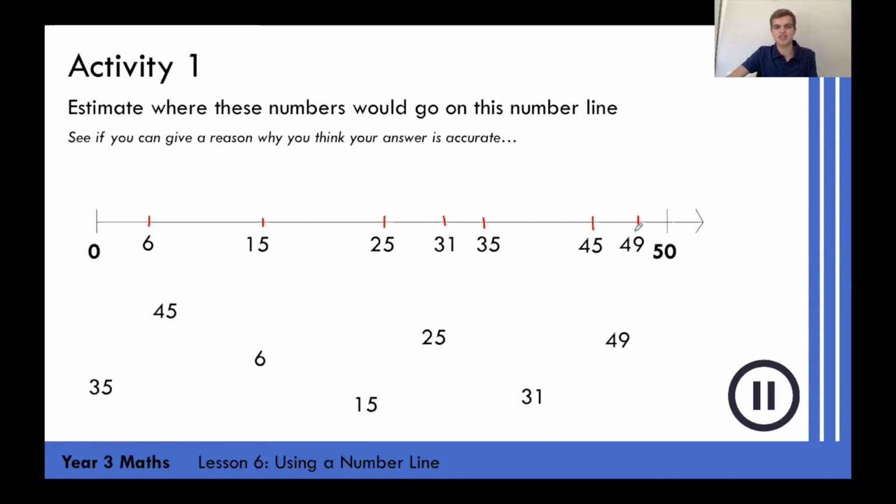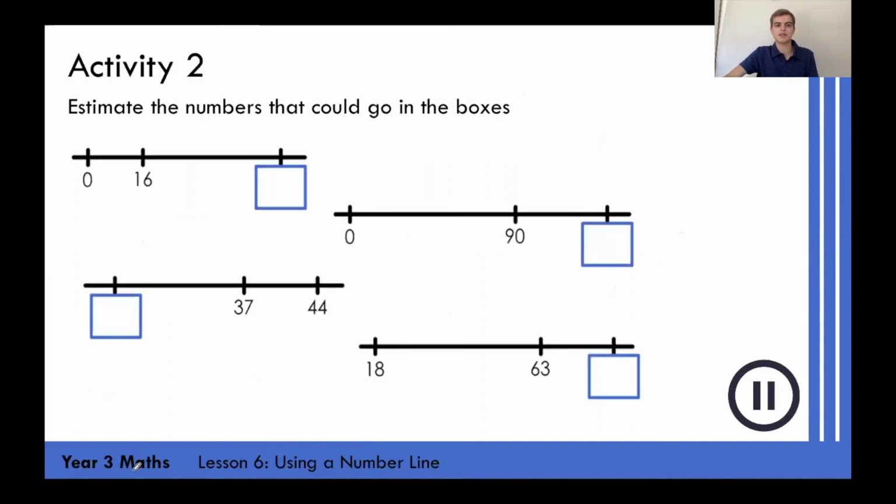I know they're in this order because I know that 6 is less than 15 and 15 is less than 25. So I can put them in the right order, but now I'm trying to work out where they go on my number line. Well done for having a go. It's quite tricky, isn't it? Excellent. Let's have a go then at activity number 2.